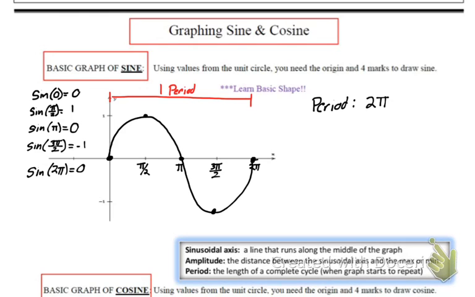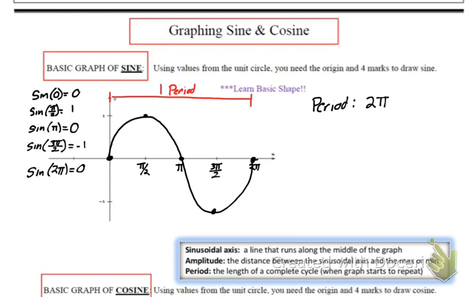Well, we need to know what the sinusoidal axis is, don't we, before we measure the distance? Well, the sinusoidal axis is just the axis that runs right smack dab in the middle. It has the same amount above as it does below. So this one just happens to be the sinusoidal axis is our x-axis. That is not always the case.